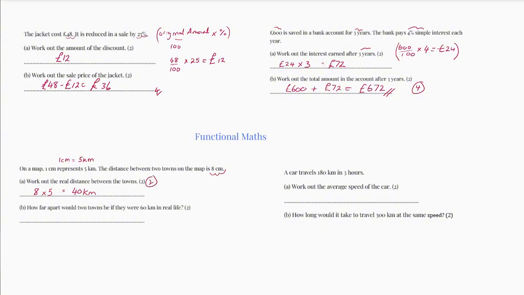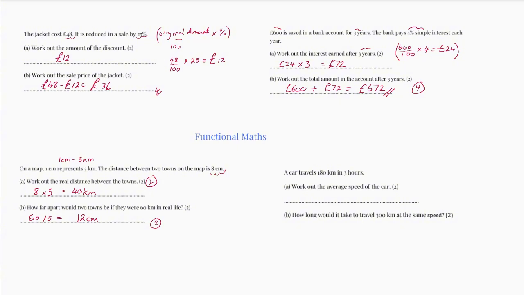How simple is that? So the next one, how far apart would 2 towns be on the map if they were 60 kilometres apart in real life? So all we're going to do is the opposite here. We're going to divide. So we have 60 kilometres and we're going to divide it by 5. So the answer is 12 centimetres, because we're in centimetres now, because we're working backwards. That's another 2 marks. A car travels 180 kilometres in 3 hours.